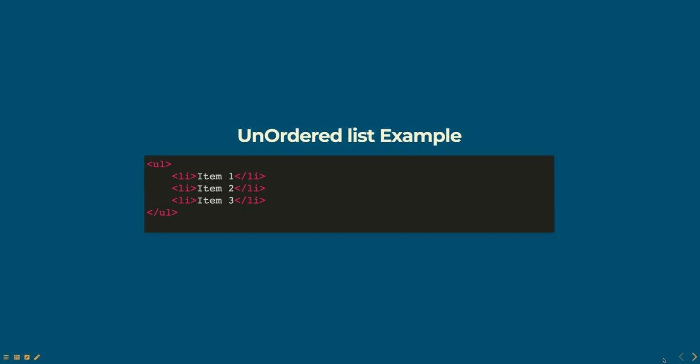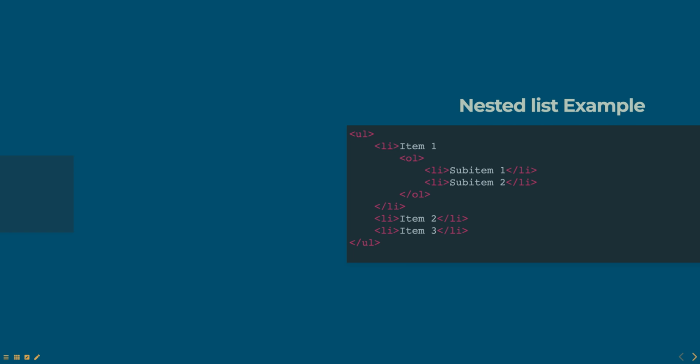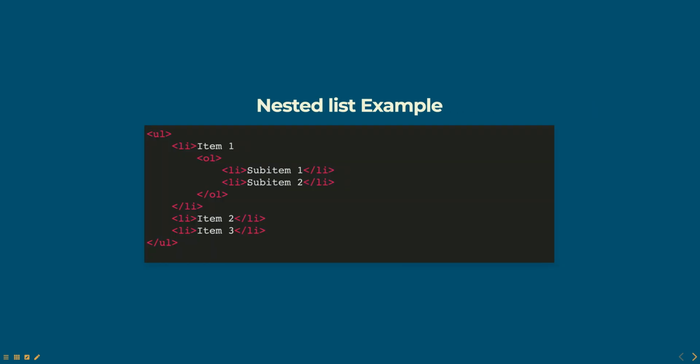It is also possible to nest lists inside other lists. For example, this code will create a list with 3 items. The first item has a sublist with 2 items in it.